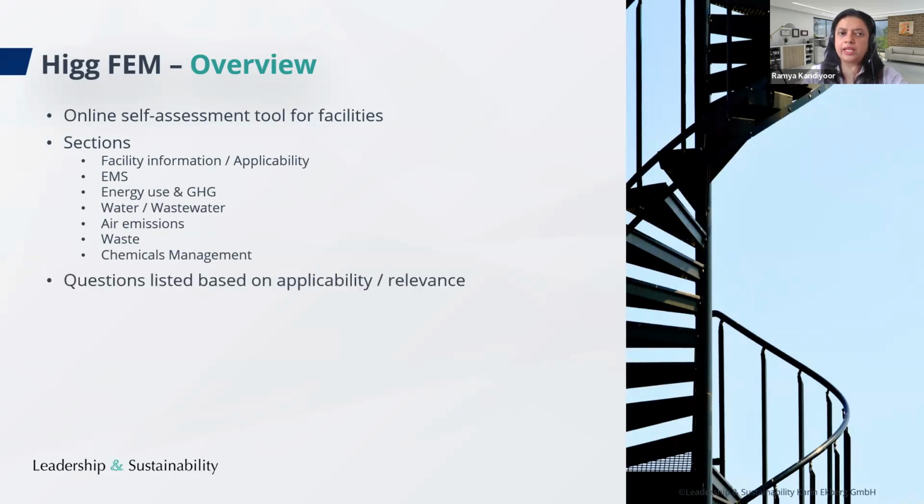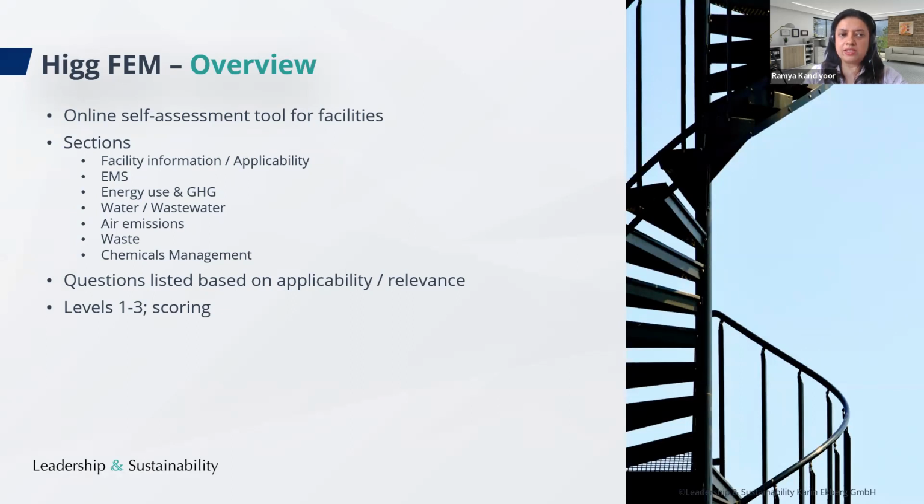At the beginning, when you are entering into the Higg FEM, the details, you have the applicabilities. This basically screens out the questions which are irrelevant for the organizations. And the factory would only then be required to respond to those questions which are applicable for that facility. For example, if you are not having any kind of wet processing in your facility, then those kind of questions will not be posed to you.